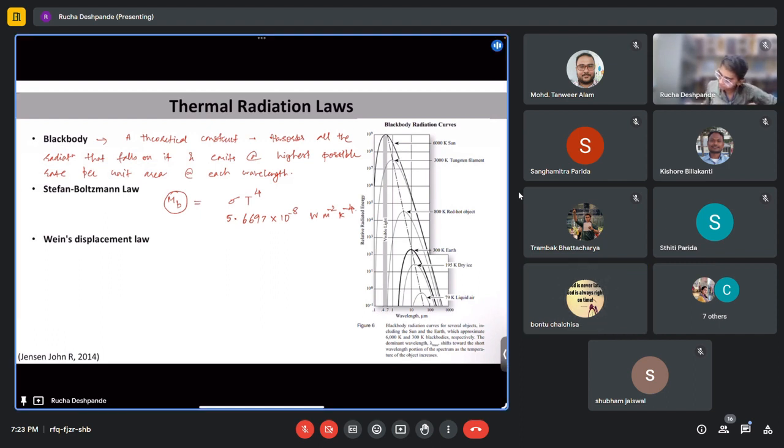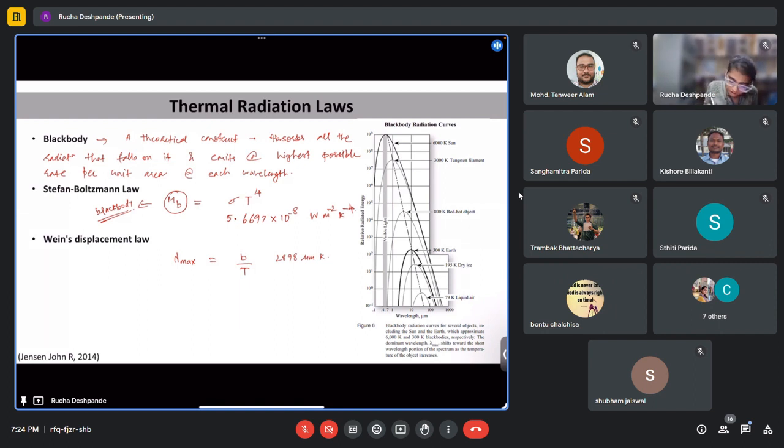And Wien's displacement law shows the relationship between the temperature of a black body and the wavelength. This relation is defined for a black body. It shows the relation between the wavelength at which we are having the highest emittance and the temperature of the body. The value of this constant is 2898 micrometer Kelvin.